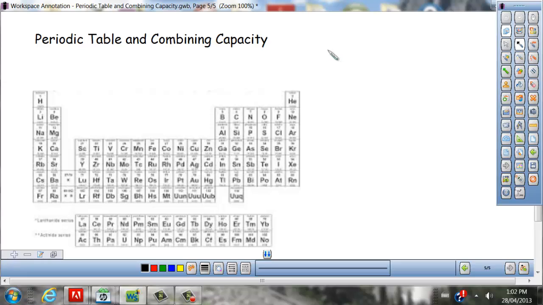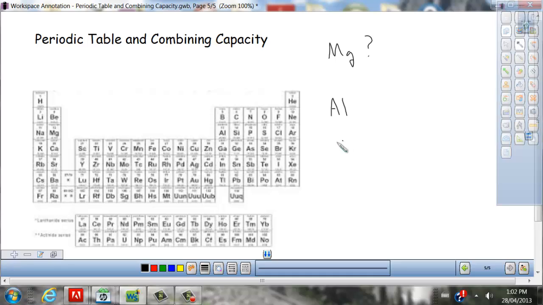Now you try magnesium, aluminium, and sulfur. What are their combining capacities?